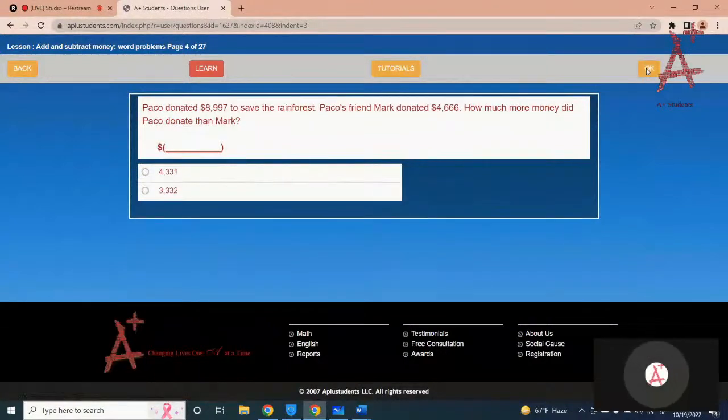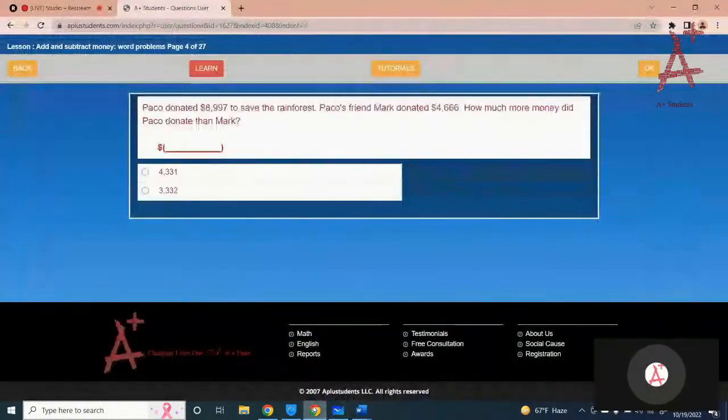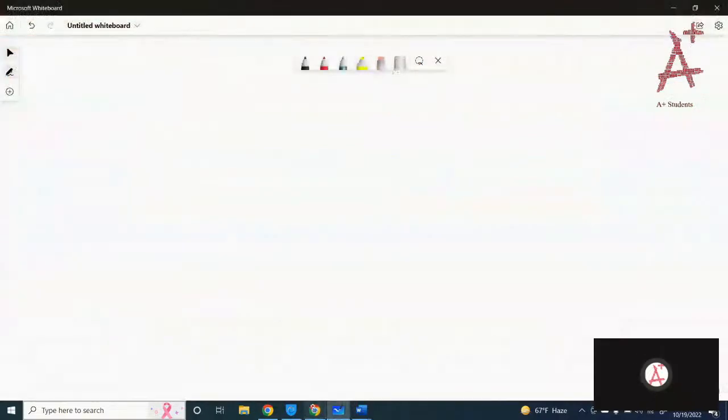Pecco donated 8,997 to save the rainforest. Pecco's friend Mark donated 4,666. How much more money did Pecco donate than Mark? So you have to subtract the one that Pecco donated. So 8997 minus 4666.